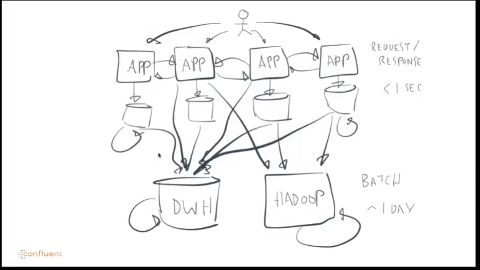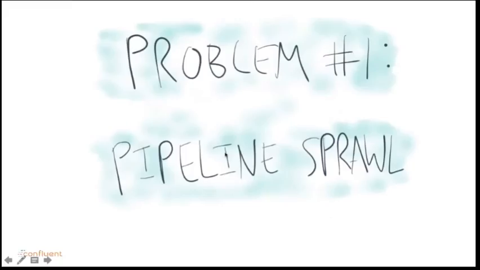What are the problems with them? Why do we need any kind of new thing? Where does Kafka fit into this? Where does streaming fit into this? So I'll try and talk about, first, two problems that I think are left unsolved in these two setups. And the first of these is pipeline sprawl. So this is how data gets around.